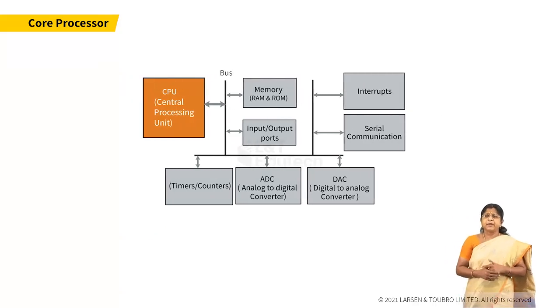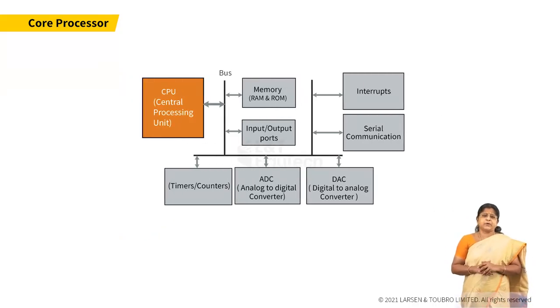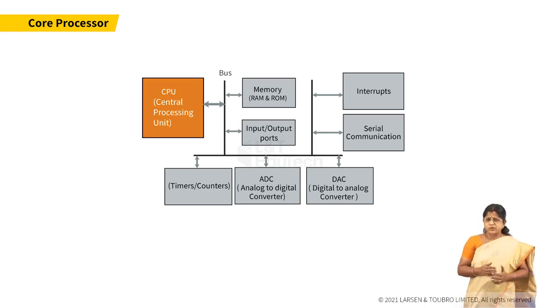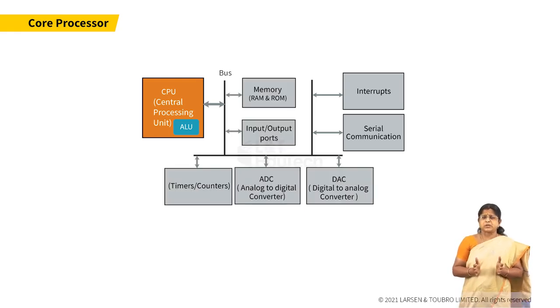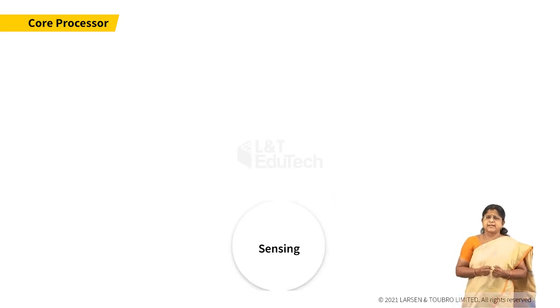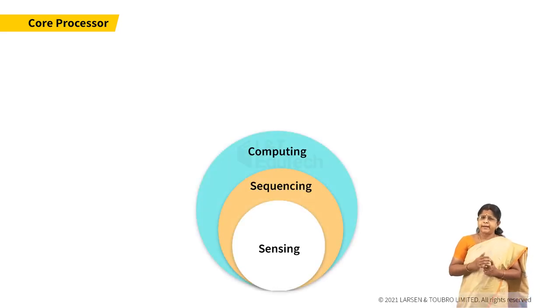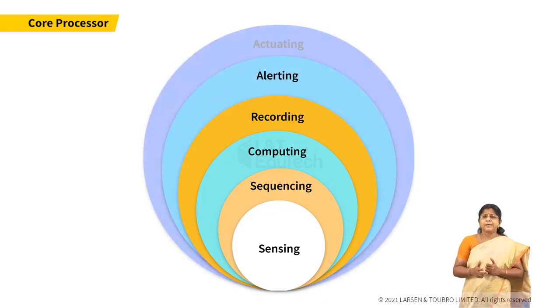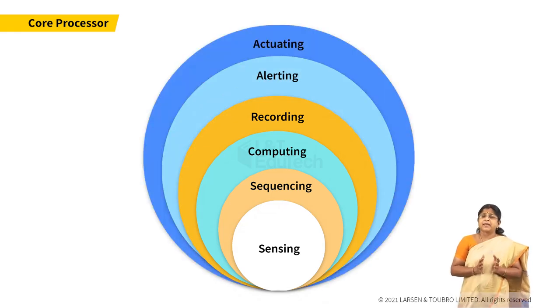We know that the microprocessor is the heart of the microcontroller. It is responsible for arithmetic logical operations, storage control, input-output control, speed matching between different devices, interrupt attention and stack memory related operations. It does all the operations with the help of the buses. Any sensing, sequencing, computing, recording, alerting and actuating functionality depends on the capacity of the microprocessor inside our microcontroller.